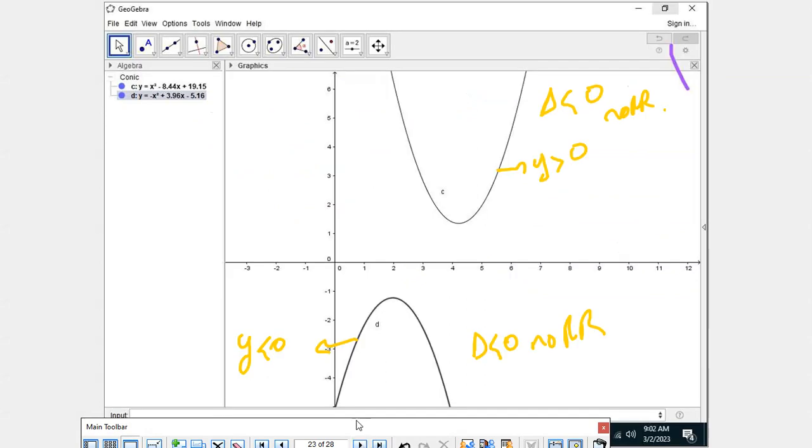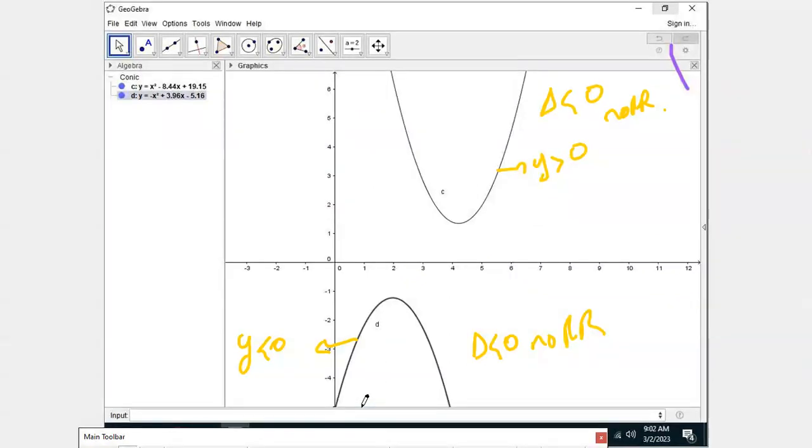Now let's see when delta is negative. When delta is negative, if you look, this is the equation of this one. Here A is positive, Y is positive. Delta negative, Y is positive, same as A. Delta negative, here Y is negative. This one is this one, same as A.